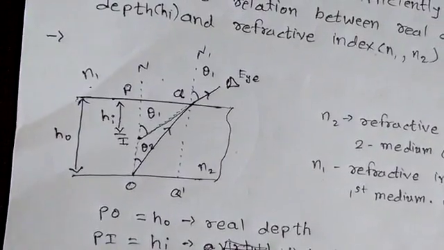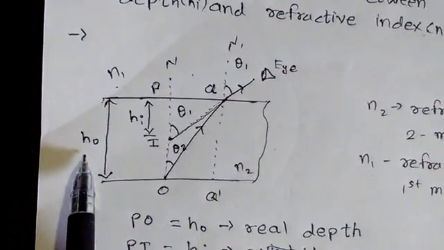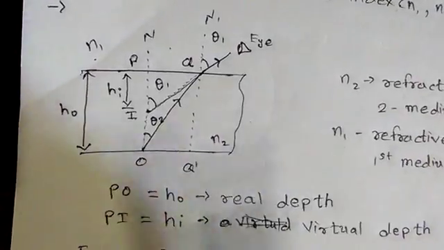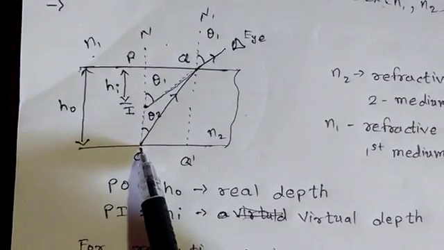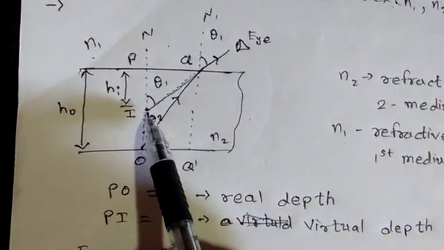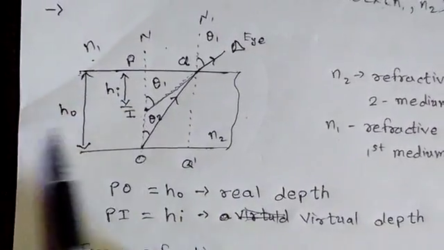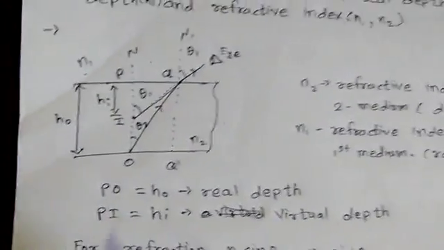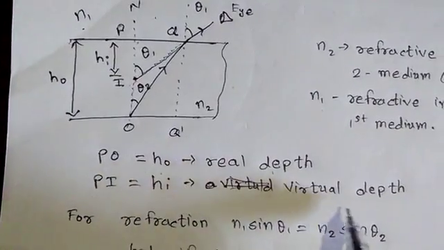Actually, the fish appears a little closer to us than the depth at which it really is. Its original depth is HO, and its virtual depth, that is what we see, is HI. So for that we have drawn the figure. Here we are observing the actual depth of the fish and the imaginary depth, whatever we are observing. That means it is HO and it is HI. Now let us assume that the distance PO is HO, the real depth, and PI is the virtual depth.